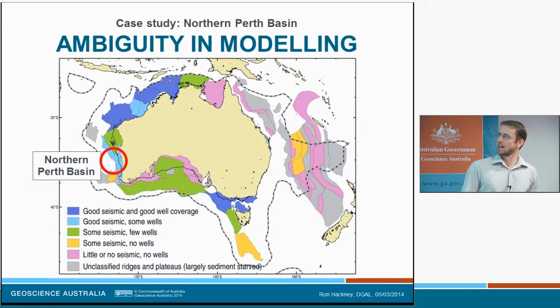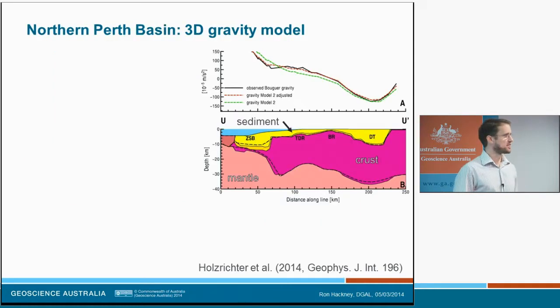Okay, staying with the Perth Basin, I just want to touch on now this ambiguity or uncertainty when it comes to modelling gravity and magnetic data. I'm going to show you in the next slide a section through a 3D gravity model of the Perth Basin down in this area in here. I don't want to go into the details of this model. We could argue forever about how good it is and all the things that have been done to it.